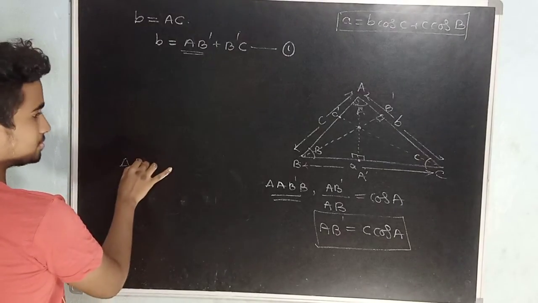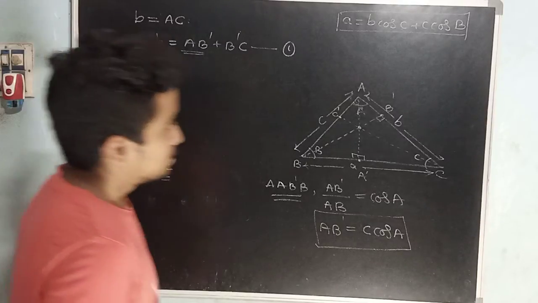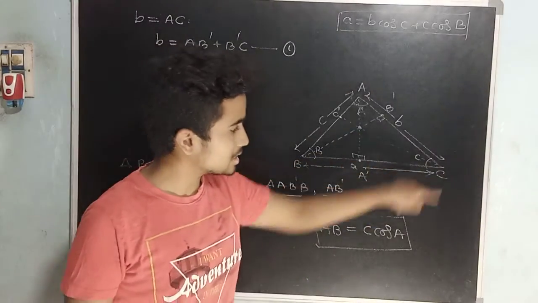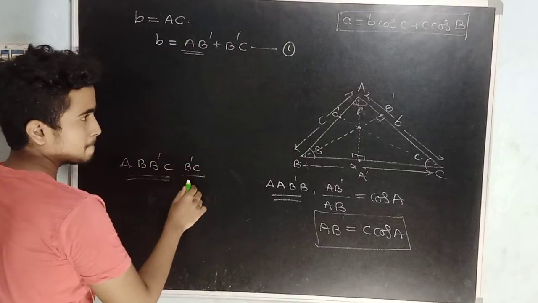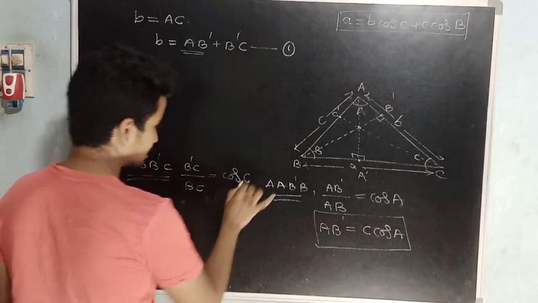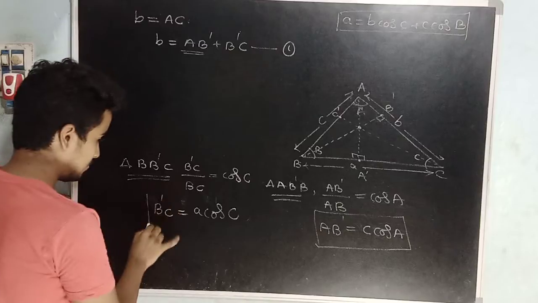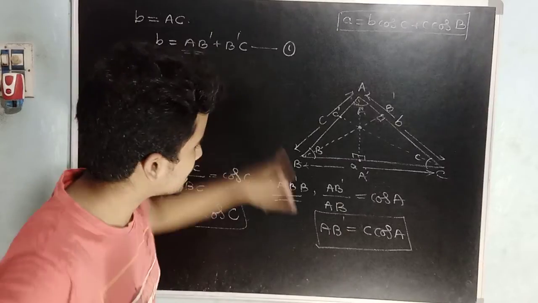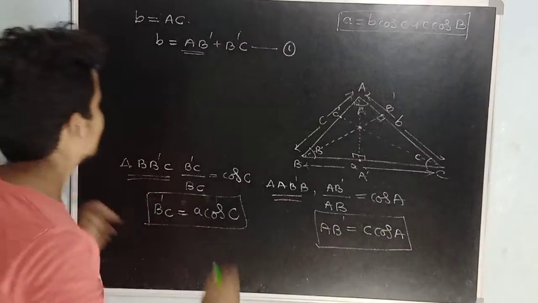Similarly, for triangle B'BC, right angle at B', this BC is going to be the hypotenuse and B'C is going to be the base, which we have to find out. So B'C by BC is equal to cos C. So B'C is equal to a cos C. So successfully we have found the value of both AB', which is nothing but c cos A, and B'C, which is nothing but a cos C.